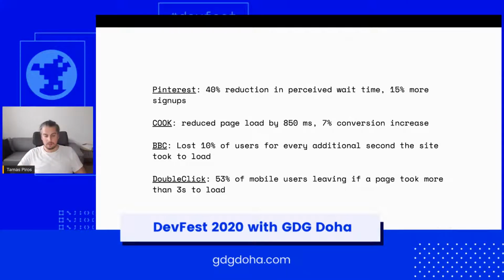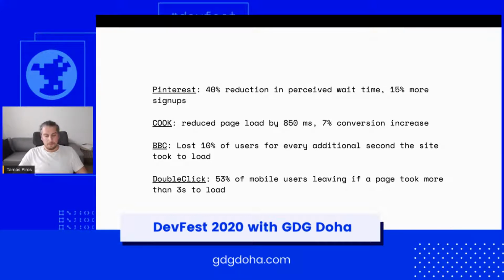So Cook, the travel agents, they've reduced the payload by 850 milliseconds. And if you think about 850 milliseconds, that's nothing, right? That's just boom, gone, right? That was 850 milliseconds. So just the reduction of that teeny tiny amount has yielded a 7% conversion increase, 7% of sales converted on their websites.